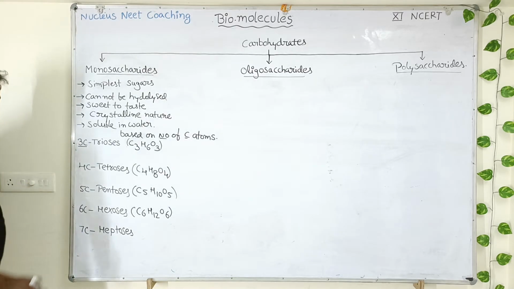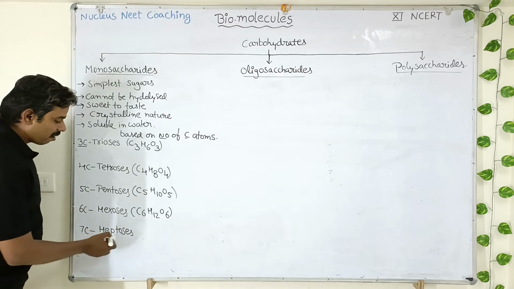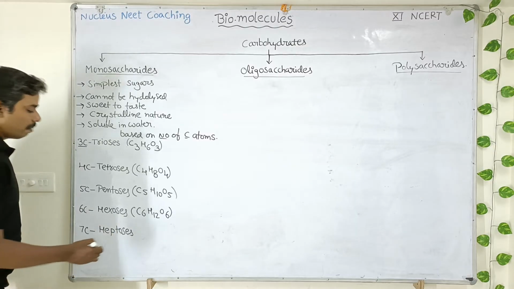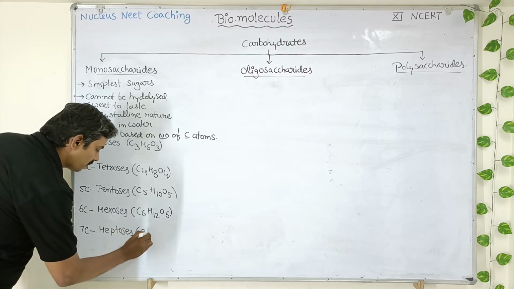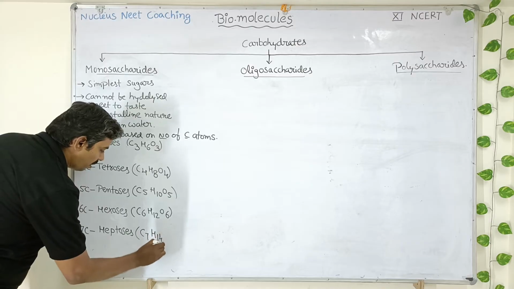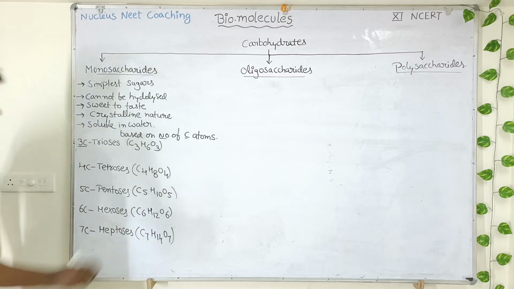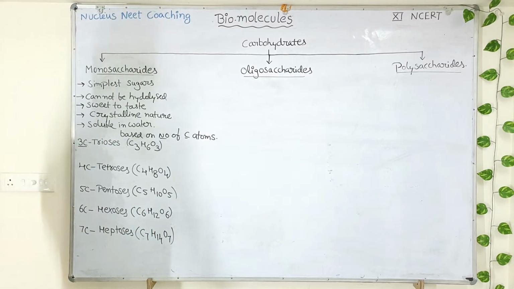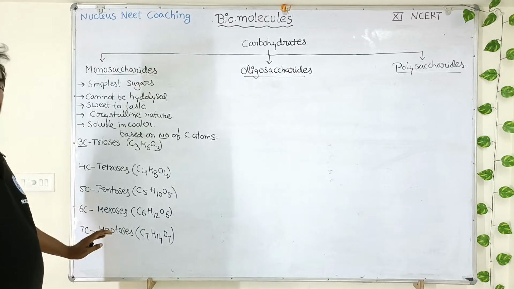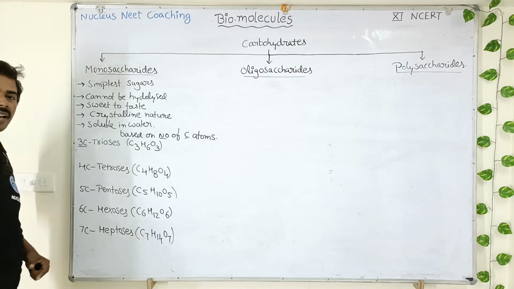Next, 7 carbon monosaccharides are called heptoses. Heptoses have the general formula C7H14O7. This is the general formula of heptoses. So this is an introduction to monosaccharides.